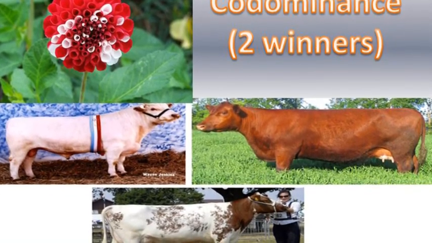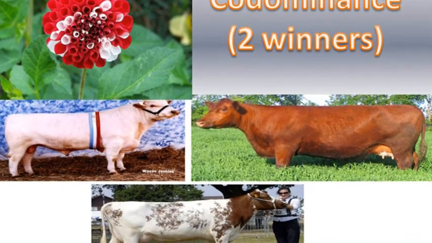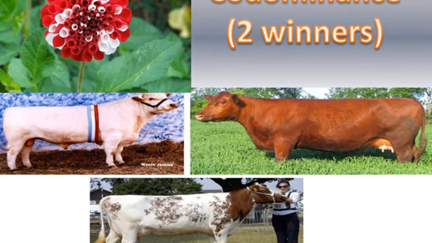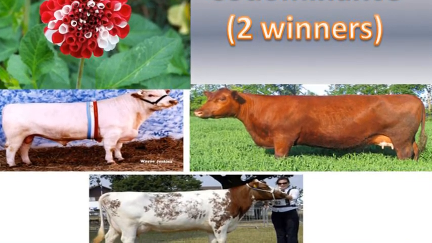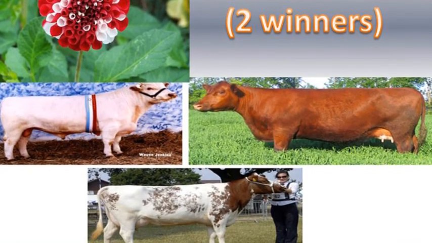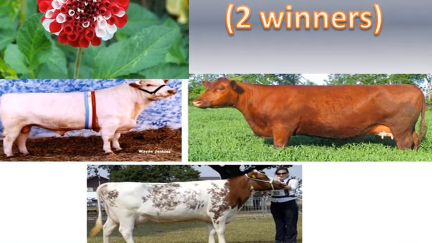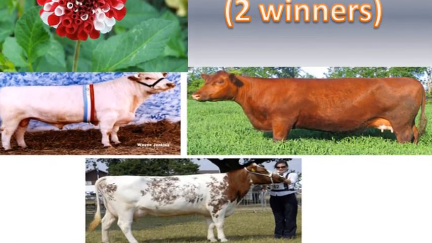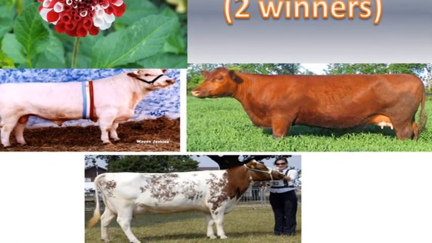In codominance, both alleles are dominant. So what that means is that you will have a white cow with brown spots. Both alleles are equally dominant, so they both show up in the offspring. The flower, it's the same situation. You had a red flower parent and a white flower parent, and instead of mixing, both the alleles are dominant, so they both show up.